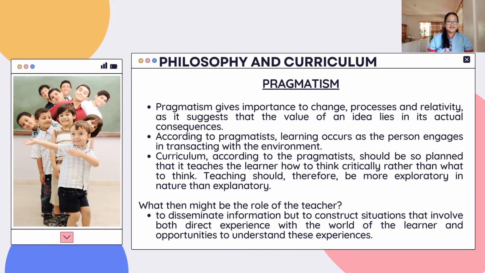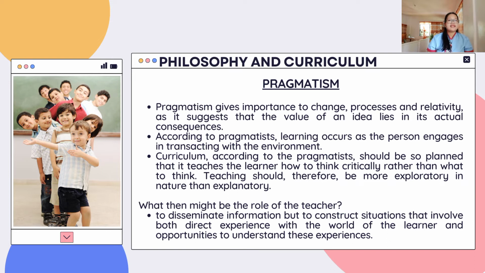Next, we have pragmatism. In contrast to traditional philosophies like idealism and realism, pragmatism gives importance to change, processes, and relativity, as it suggests that the value of an idea lies in its actual consequences. The actual consequences are related to those aims that focus on practical aspects in teaching and learning. According to pragmatists, learning occurs as the person engages in transacting with the environment. So curriculum, according to the pragmatist, should be planned to teach the learner how to think critically rather than what to think. Teaching should therefore be more exploratory in nature than explanatory.